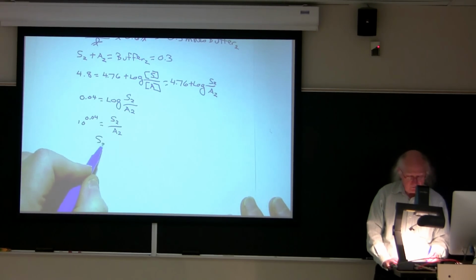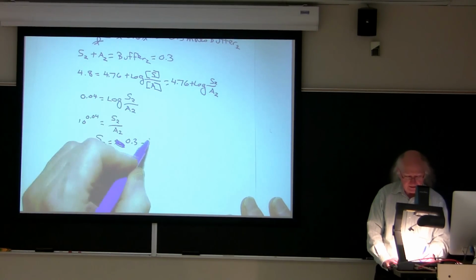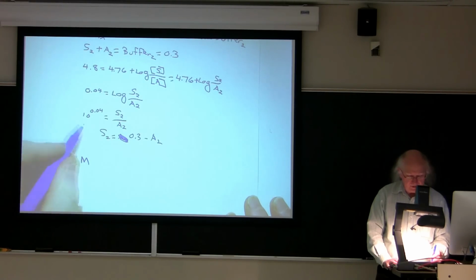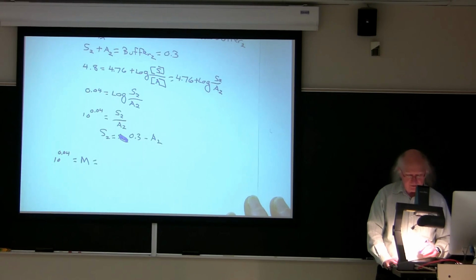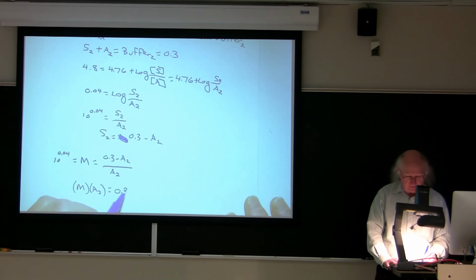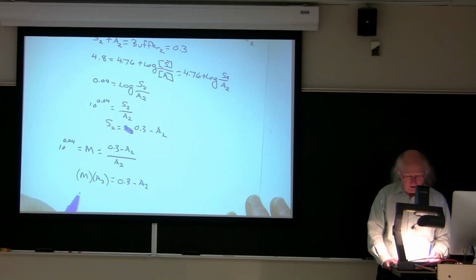So that S2 equals 0.3 minus A2. So if I plug that into my equation here, I'm going to call this number right here M, which is 10 to the 0.04, equals 0.3 minus A2 all over A2. So now I say that M times A2 equals 0.3 minus A2.